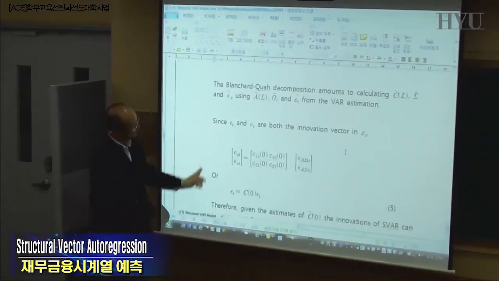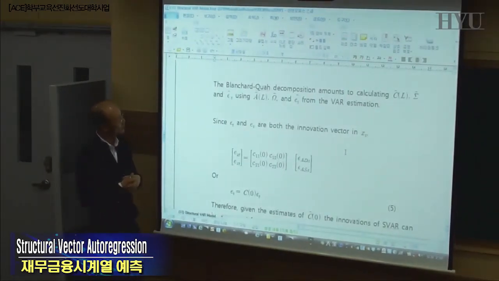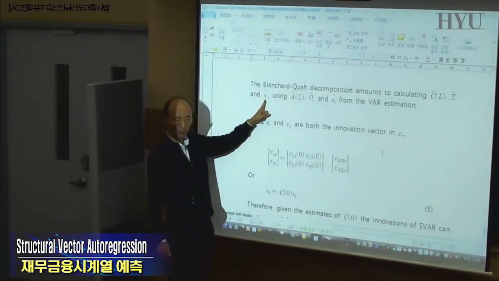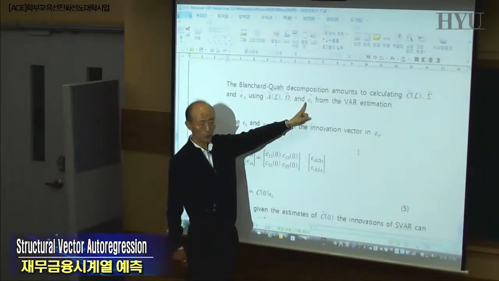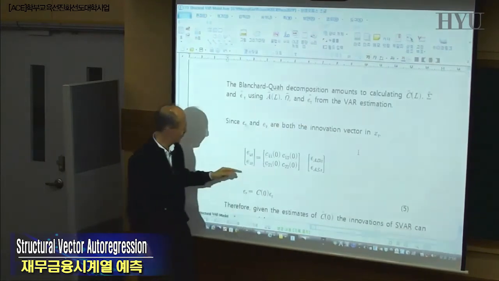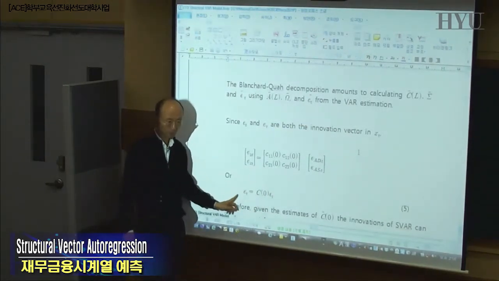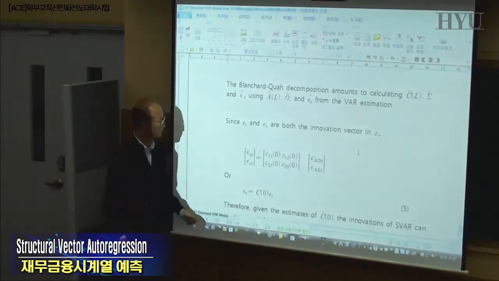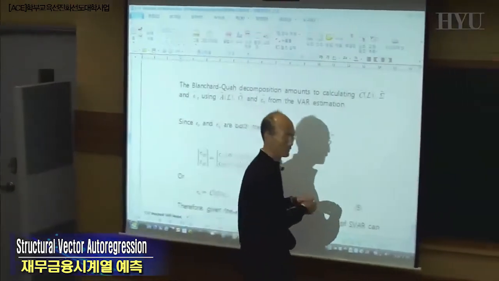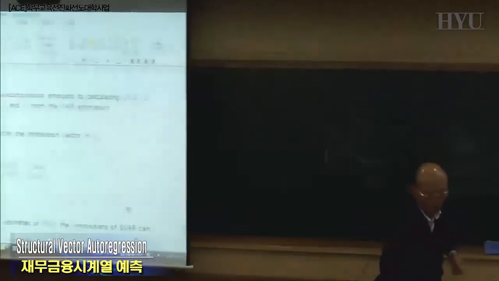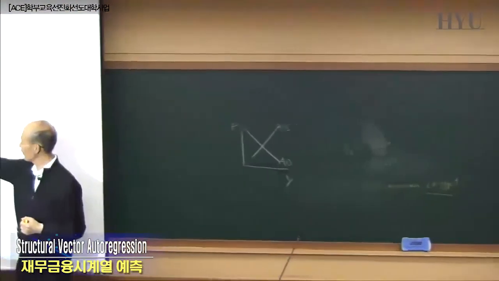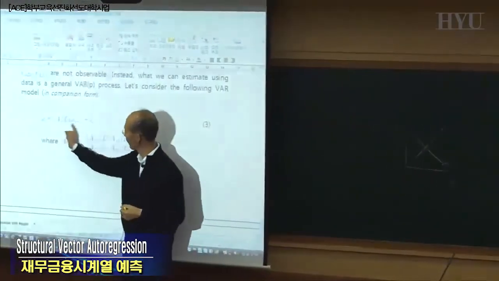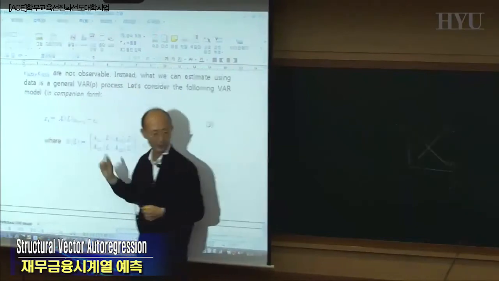Here, this is the starting point. What is the relationship between the structural residual epsilon and the ordinary VAR innovation e of t? The relation is here. The reason why they are the same: this is the innovation at t, so the one step ahead forecast error, right? This one. That's the innovation.